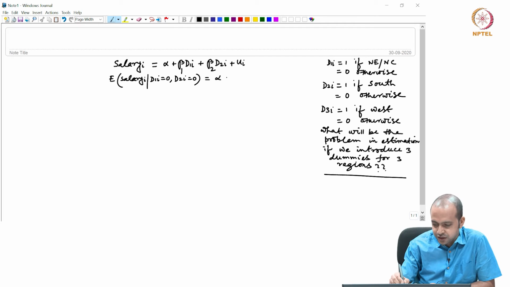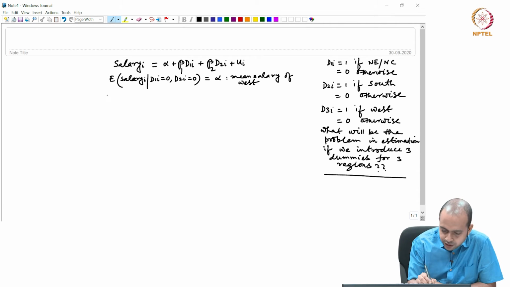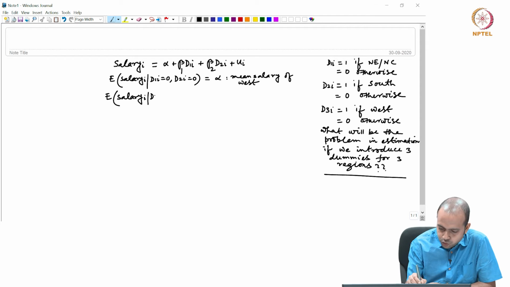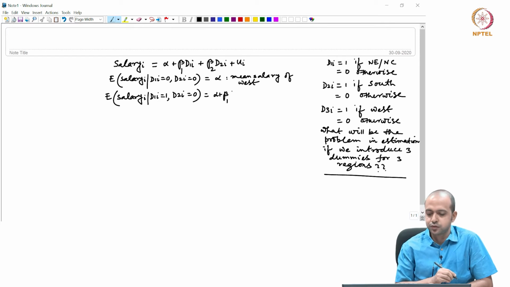So, that means this is the mean salary. So, alpha is basically mean salary of west. Okay. Then expectation of salary given D1i equals to 1, but D2i equals to 0, that will give you alpha plus beta 1, alpha plus beta 1. Okay.